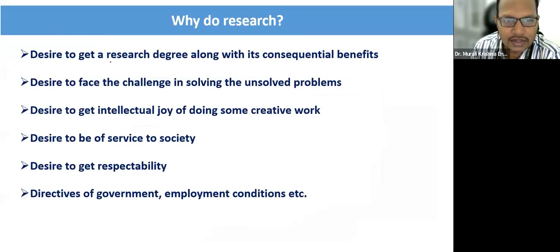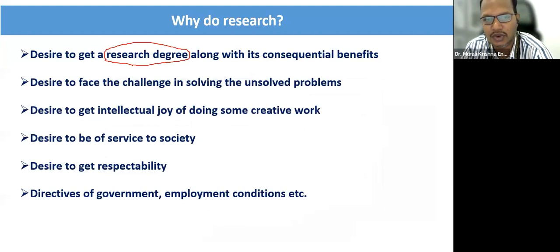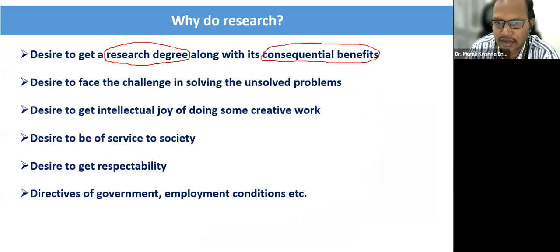So the first thing is, many people, frankly speaking, want a research degree, a PhD degree. That's what they will do research for, with some consequential benefits. Okay, this is usually the major point. Later other things will come, like why we are doing research and everything.